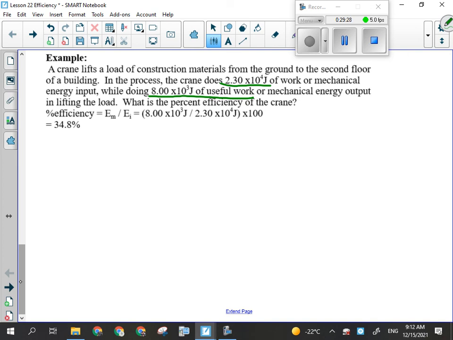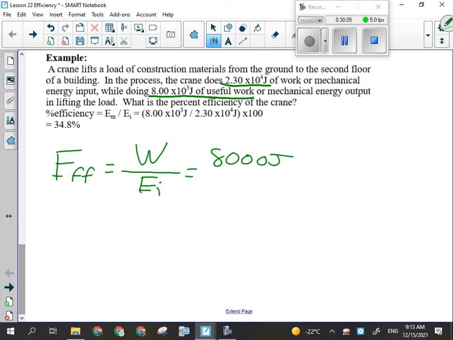So efficiency is useful work, or work output, divided by energy input. If you're ever looking at a question and going, I don't understand which one's which, the smaller one always goes on top. Otherwise, you're going to get a number greater than 1, which means you're making energy and violating the first law of thermodynamics. So the useful work is the 8,000 joules. The work input is the 23,000 joules.